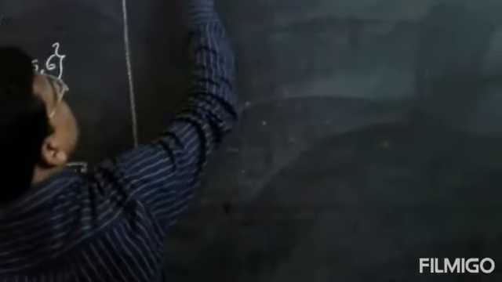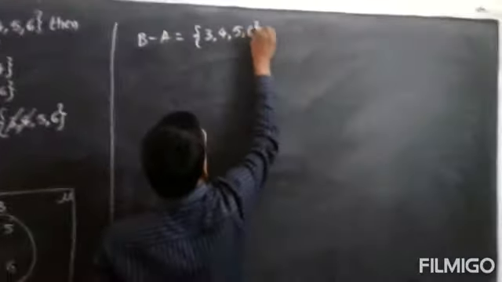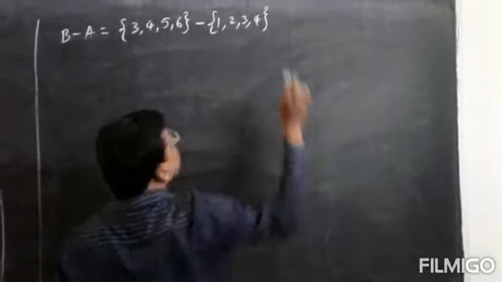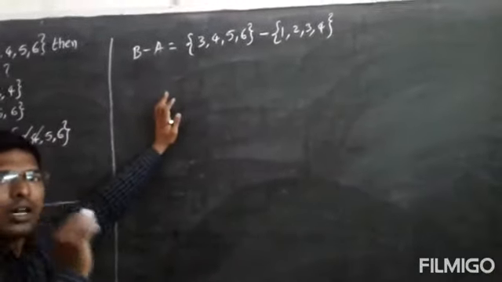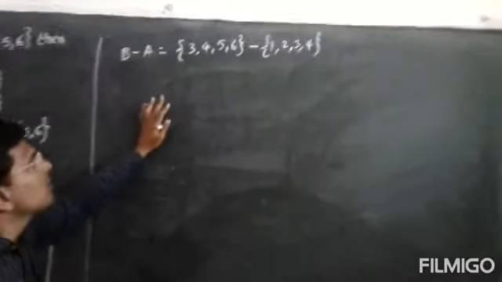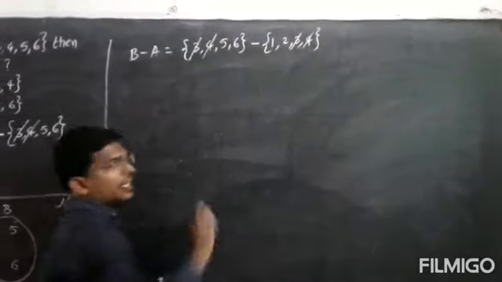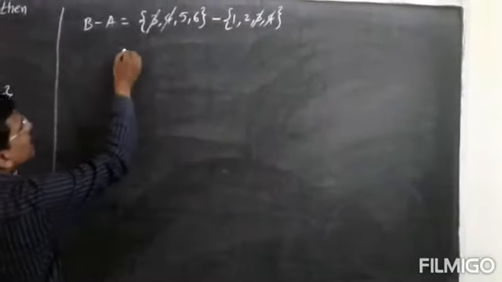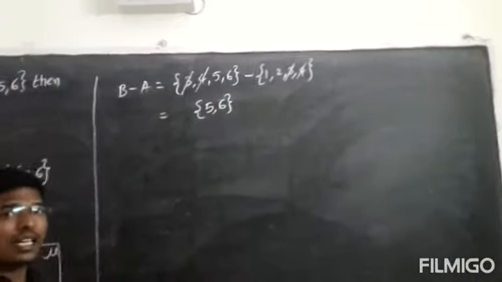So if you go to the B minus A, what are the B set elements? {3, 4, 5, 6} minus set A {1, 2, 3, 4}. Write like this and just observe the two sets. What do you have as common elements? Suppose I have here 3 is common and 4 is also common. Just cut them to avoid confusion. Next, what are the left elements here? Only 5 comma 6.